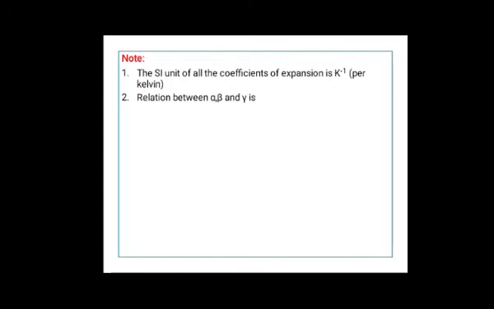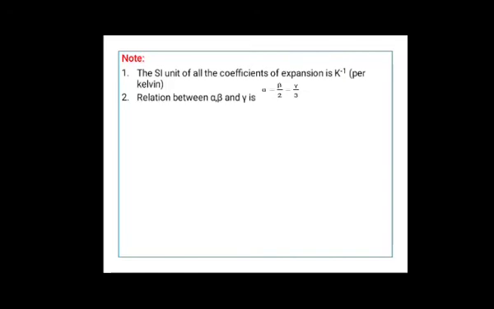There is a relation between alpha, beta and gamma. Remember this relation, that is alpha is equal to beta by 2 is equal to gamma by 3. This will help us to solve the problems. So what is the relation between alpha, beta and gamma? Alpha is equal to beta by 2 is equal to gamma by 3.